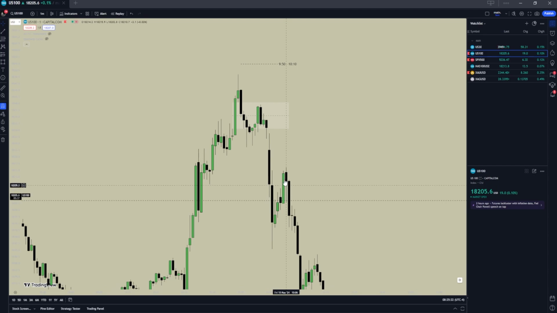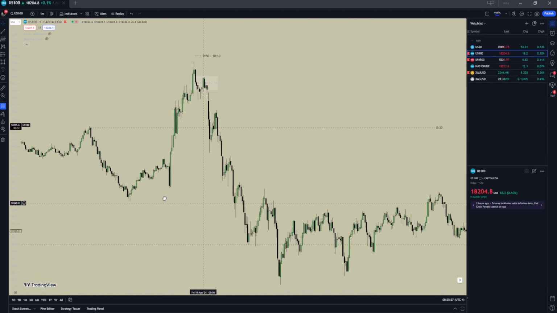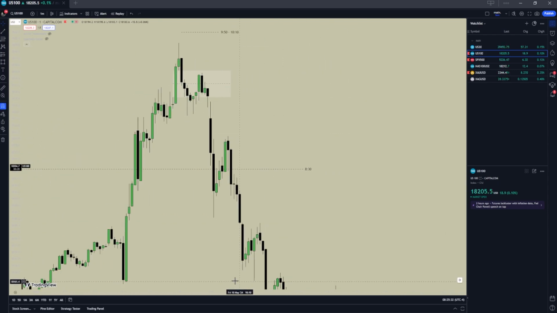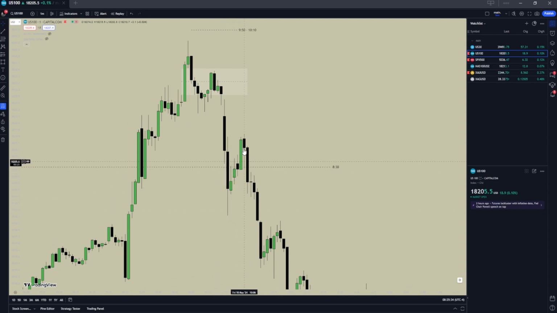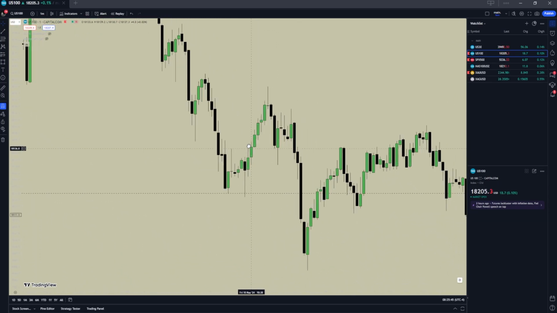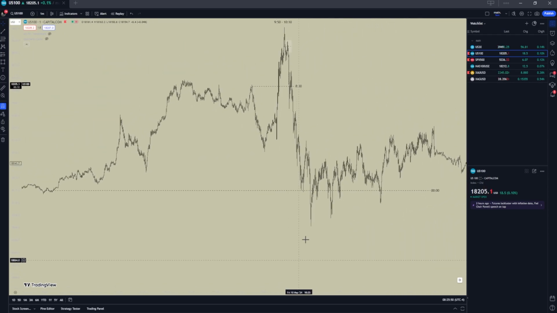What does price do? Displacement lower, retracement back into what? What does it retrace into? The 8:30 open. It trades above the 8:30 open into this gap. Into what? Premium prices once again. So if you miss this entry, this is your second one. And then it displaces lower again, into midnight open.